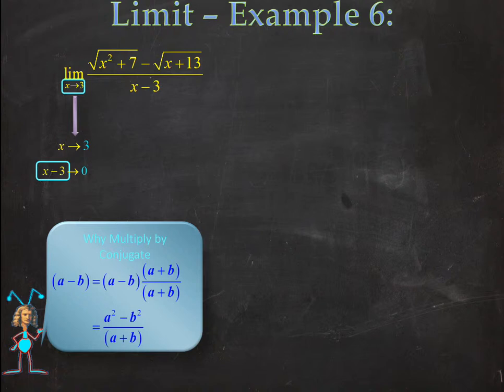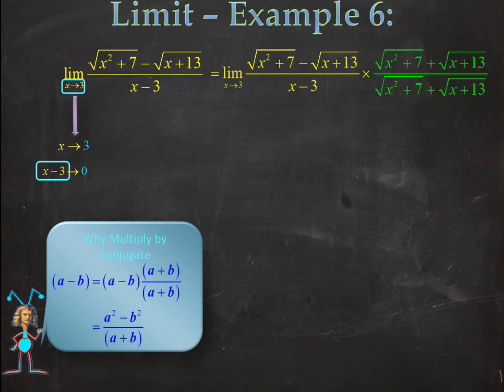So in this example, we have the square root of x squared plus 7 minus the square root of x plus 13. Its conjugate is going to be the square root of x squared plus 7 plus the square root of x plus 13. So I'll multiply and divide by the conjugate. The advantage of using conjugates with square roots is that when I multiply square roots by square roots, the square roots disappear.